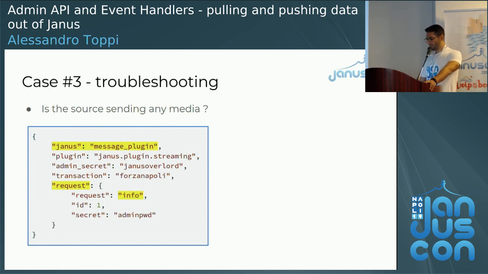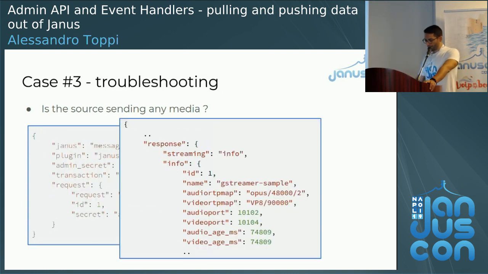And I want to say that this is a custom syntax for the streaming plugin. It is only valid for the streaming plugin, but through the admin API, we can send specific messages to specific plugins. So once the streaming plugin has an answer for us, we can see that we have the 2 attributes down in the JSON, audio age and video age in milliseconds, and this basically means that the last time we received an RTP packet from the source was 75 seconds ago.